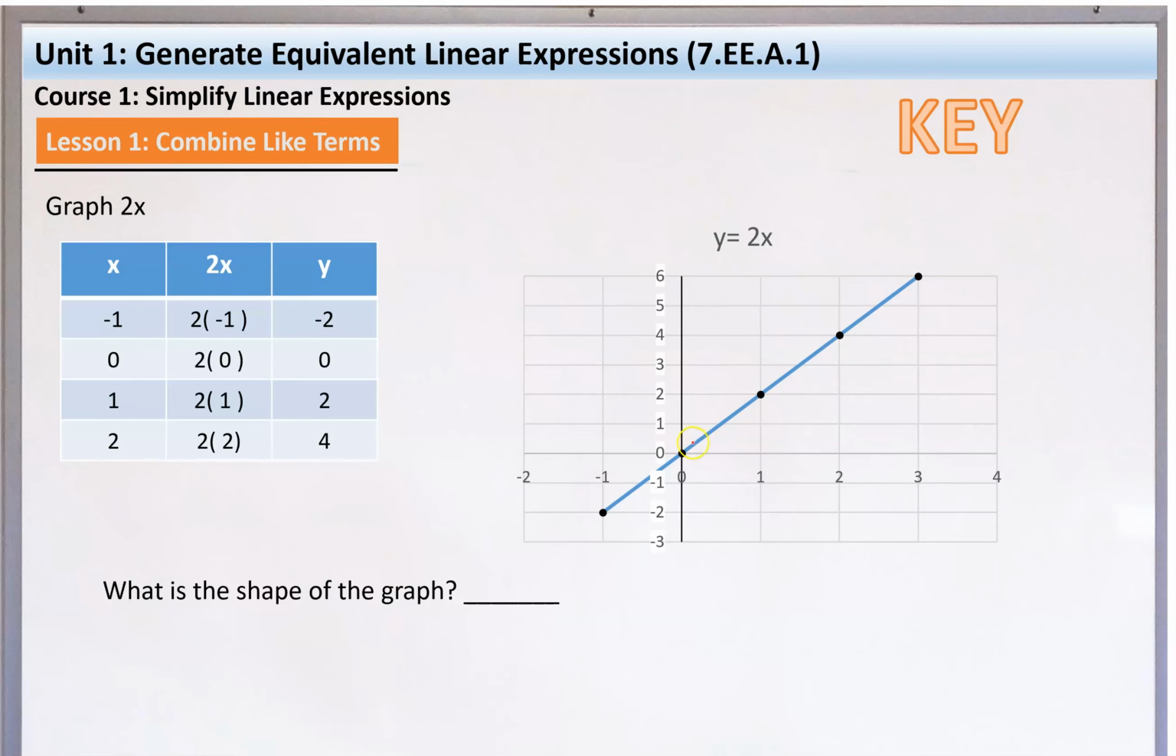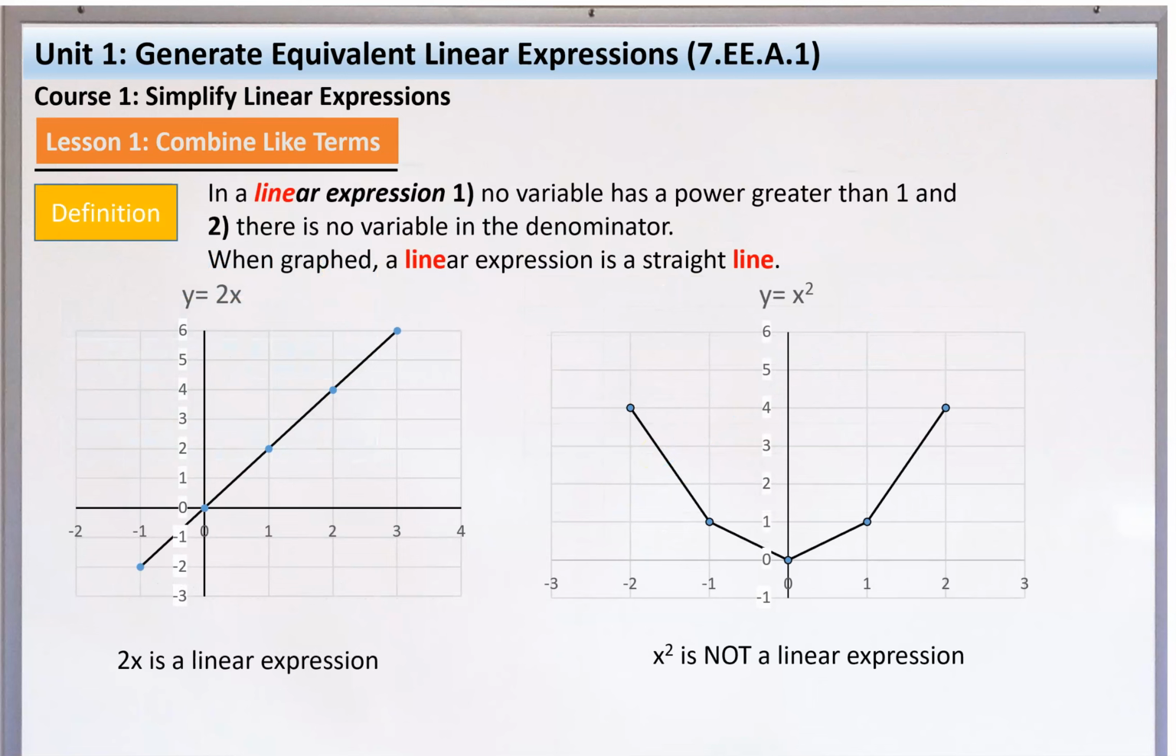And we'll talk about later, it passes through the origin. So in a linear expression, no variable has a power greater than 1. So this is x to the power of 1. If it's squared, cubed, or anything like that, it's not linear.